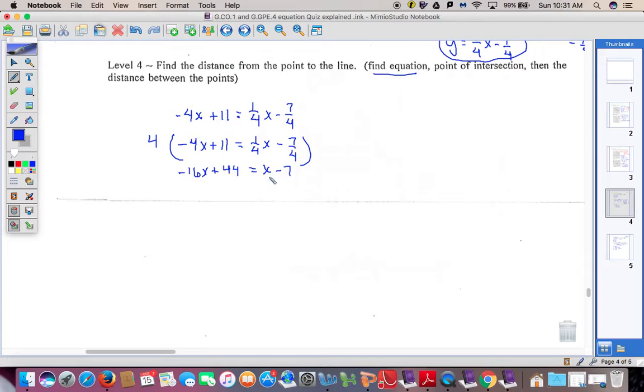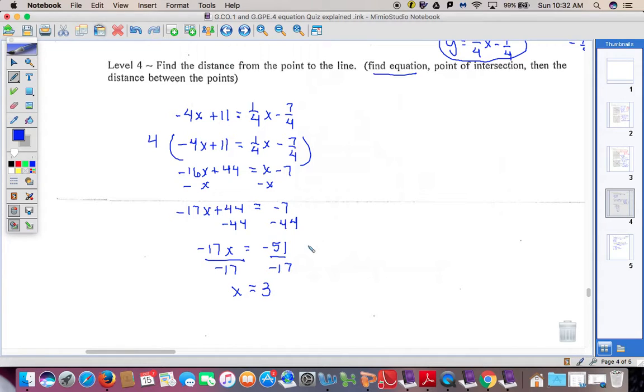Now I need to isolate my variables to one side of my equation. I can do that by subtracting both sides by x. And if I do that, I have negative 17x plus 44 equals a negative 7. And then I would subtract 44 from both sides, get negative 17x equals a negative 51. And I would divide both sides by negative 17 and get x equals 3.